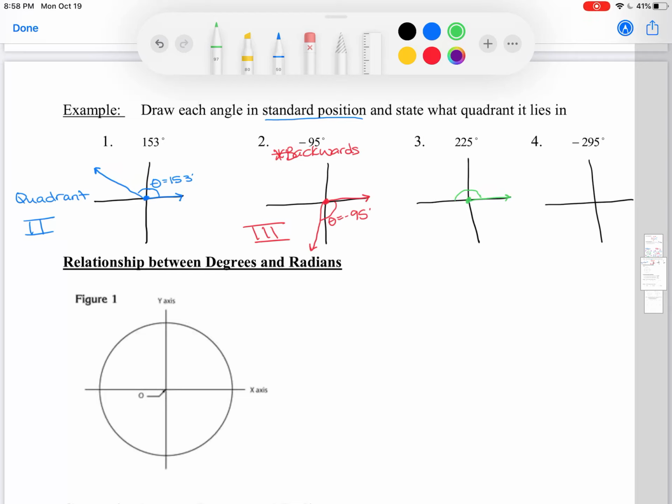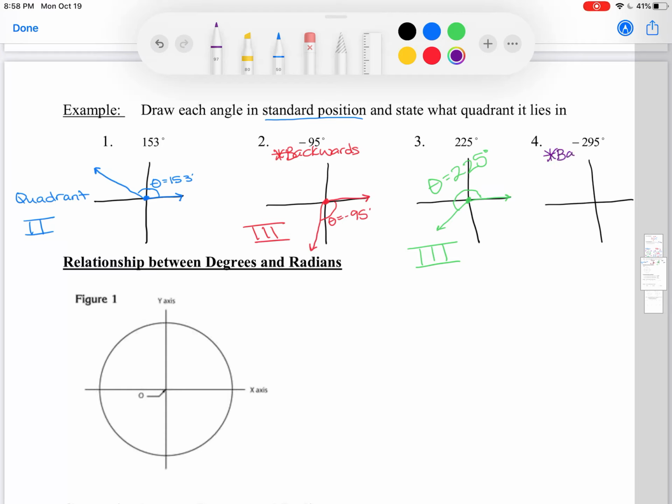225, vertex in the middle, initial side. You're going to open up to 90, 180, and then the next one would be 270, but that's too big, so it's going to finish in the third quadrant. So your angle isn't all of this here. Your angle is actually all of this here. It's an open, pretty wide angle. And that makes sense because our angle is representing a positive 225 degrees. And this is in quadrant 3 again.